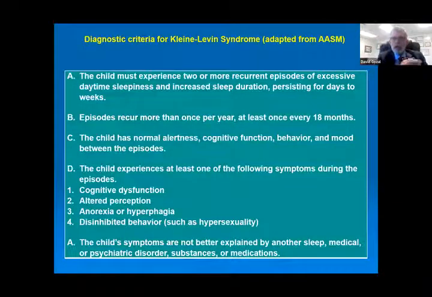In between, the child is perfectly normal. Normal alertness, normal cognitive function, normal behavior, normal mood, okay? Now, during the episodes, there is one or more of the following: cognitive dysfunction, where they become unable to concentrate, unable to function. Sometimes they may seem even completely dumb. A child that is intelligent in school, doing fine, and then suddenly they are unable to function. Altered perception. They may have very strange ways of looking at things. They may either not eat at all, or they may eat like crazy.